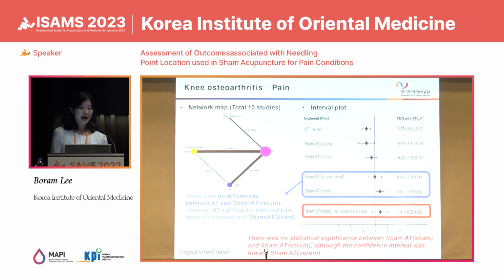And for knee osteoarthritis, a total of 10 studies were included in the analysis. As you can see in the middle of the interval plot, there were no differences between acupuncture and sham acupuncture at verum point. However, acupuncture significantly improved pain severity compared with sham acupuncture at sham point. When comparing between sham acupunctures, there was no statistical significance between sham acupuncture at sham point and sham acupuncture at verum point, although the confidence interval was towards sham acupuncture at verum point.